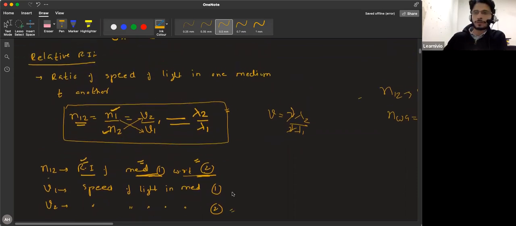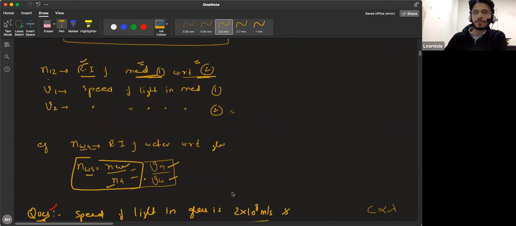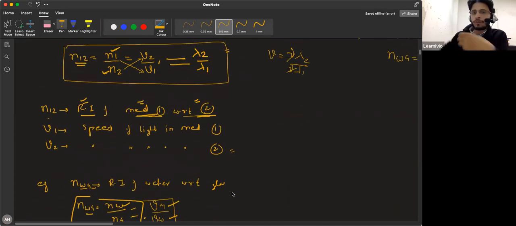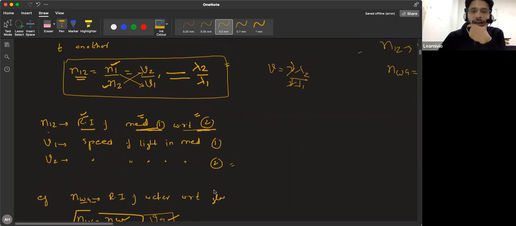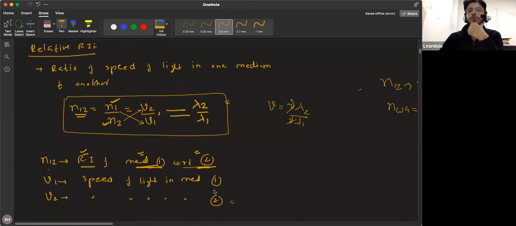Relative refractive index. If you take this example of glass and water, and I ask you to calculate refractive index of water with respect to glass, then this is simply the ratio of refractive index of water and refractive index of glass. Note it down. We'll do one numerical on it.